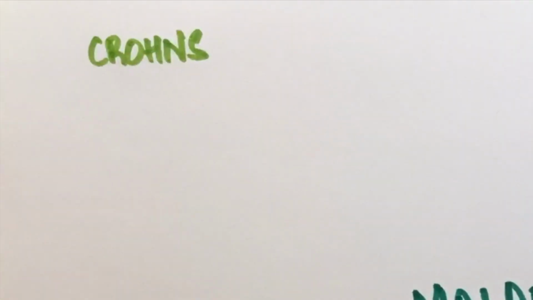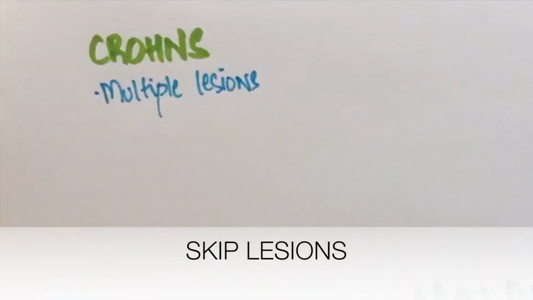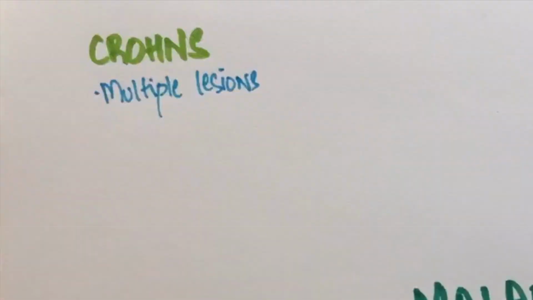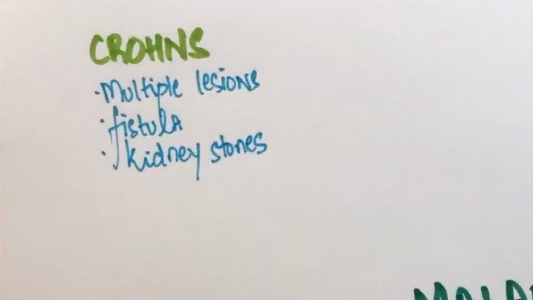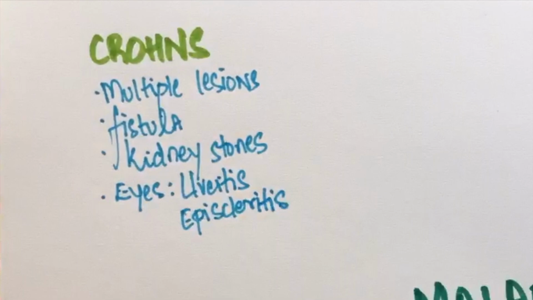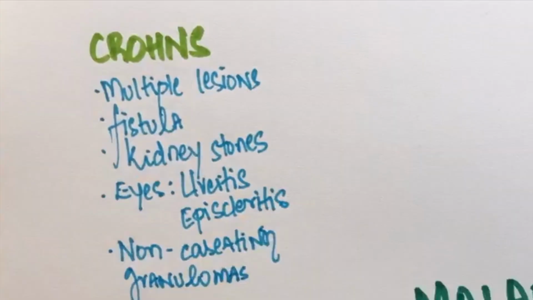Crohn's disease is unique because there will be multiple lesions throughout the GI tract known as skip lesions. Fistulas and kidney stones are also associated with it. Eye findings such as episcleritis and uveitis also point towards Crohn's disease in a patient with malabsorption. Non-caseating granulomas can be seen under a microscope, and these are typical for Crohn's disease.